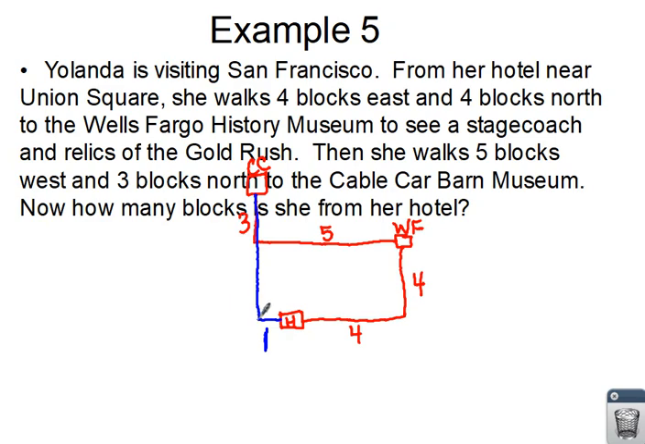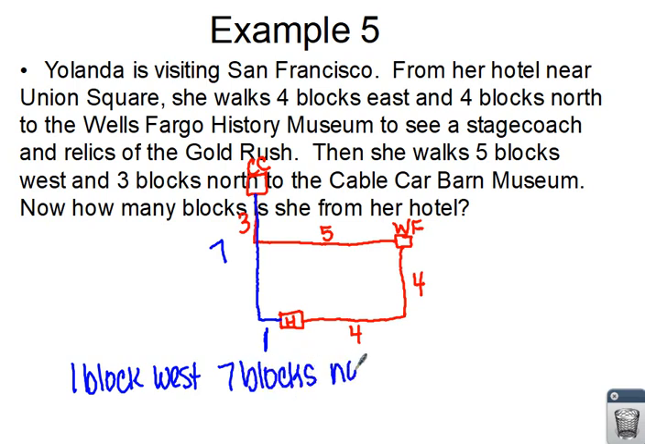And then overall up, she went up 4, and then she went up another 3. So that's a total of 7 north. So she is 1 block west and 7 blocks north of her hotel. So if we were to tell her how to walk back to her hotel, if we were trying to give her directions, we would tell her to walk 1 block east, 7 blocks south to backtrack and get back where she was. Okay?